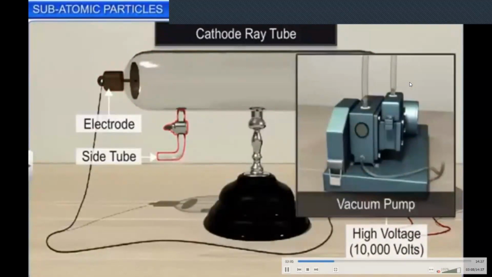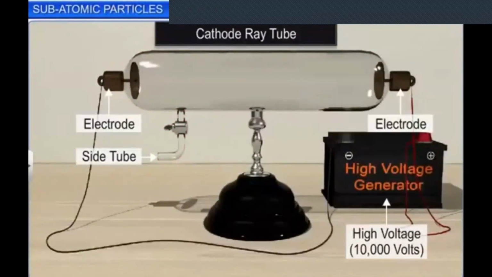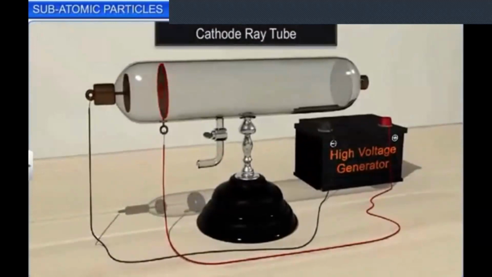And one of you asked me how we can reduce the pressure. Using a vacuum pump, we can reduce the pressure inside the tube. Okay, they have used a side tube. Using this side tube, they can decrease the pressure inside the vacuum tube. Okay. An electrode, right? Did you see that? A green glow is there from cathode to anode.